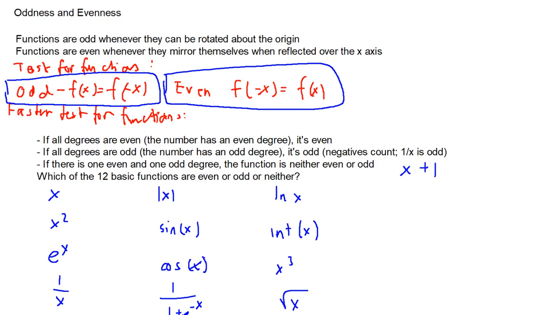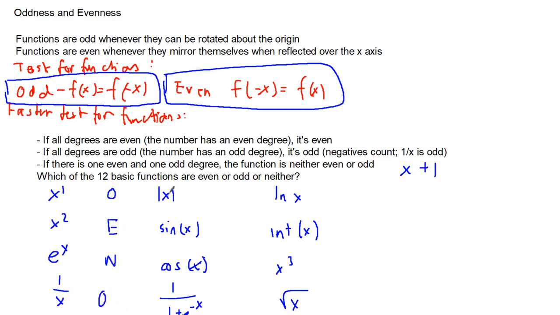Okay, so here are the answers. X is odd because it has a degree of 1. That's even because it has a degree of 2. This has varying degrees, right? The degree is a variable itself, so it's neither. This is 1 over x, so it's odd.